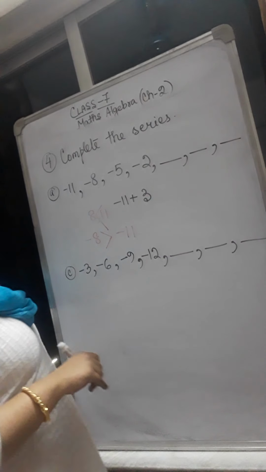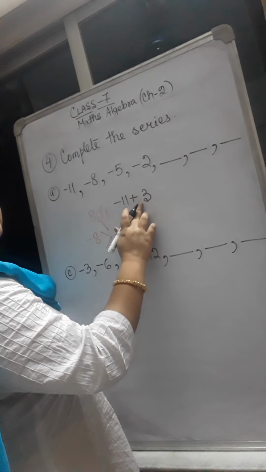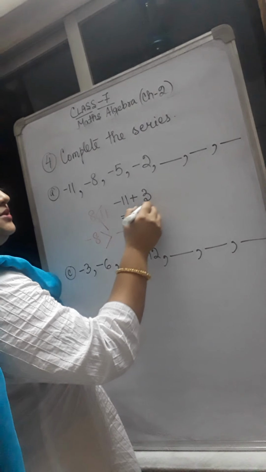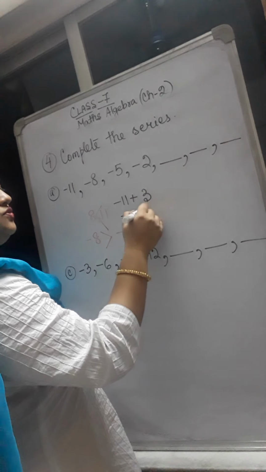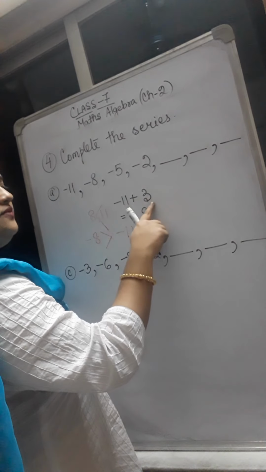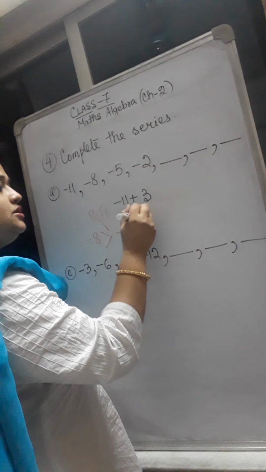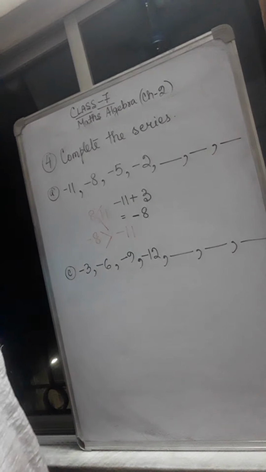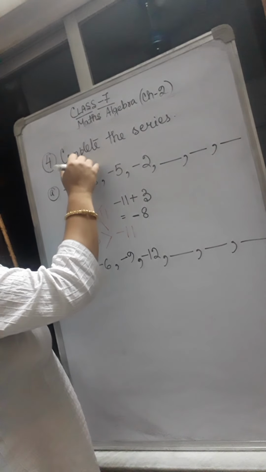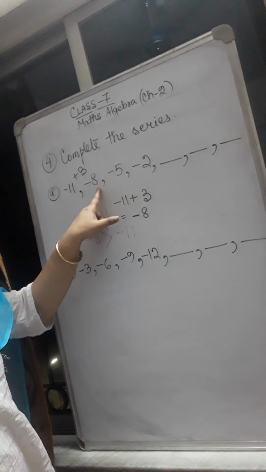Plus 3, if you do, then see what is the result. Plus and minus, numbers are having opposite sign, so numbers are subtracted. 11 minus 3 gives you 8. What will be the sign? Out of 11 and 3, the greater number is 11, the sign is minus. So are you not getting minus 8? That means with minus 11 you need to add plus 3 to get minus 8.